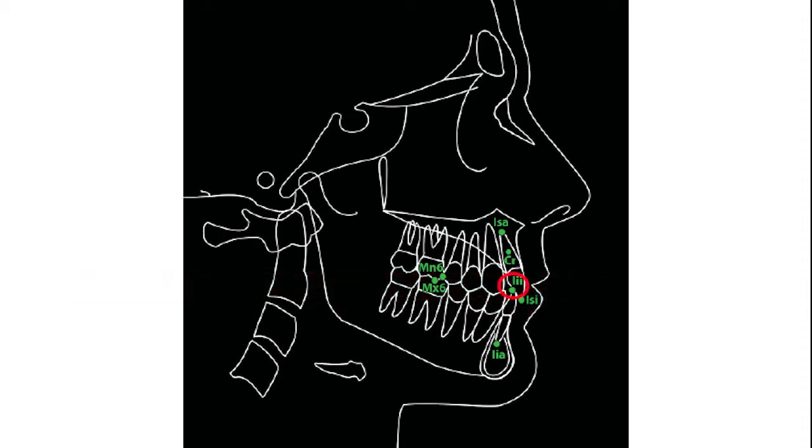The next is the Incision inferius incisalis. Its short form is III. The definition is the tip of the incisor edge of the most labially positioned mandibular central incisor crown. Incision inferius apicalis, IIA. The IIA is the root apex of the most anterior mandibular central incisor.